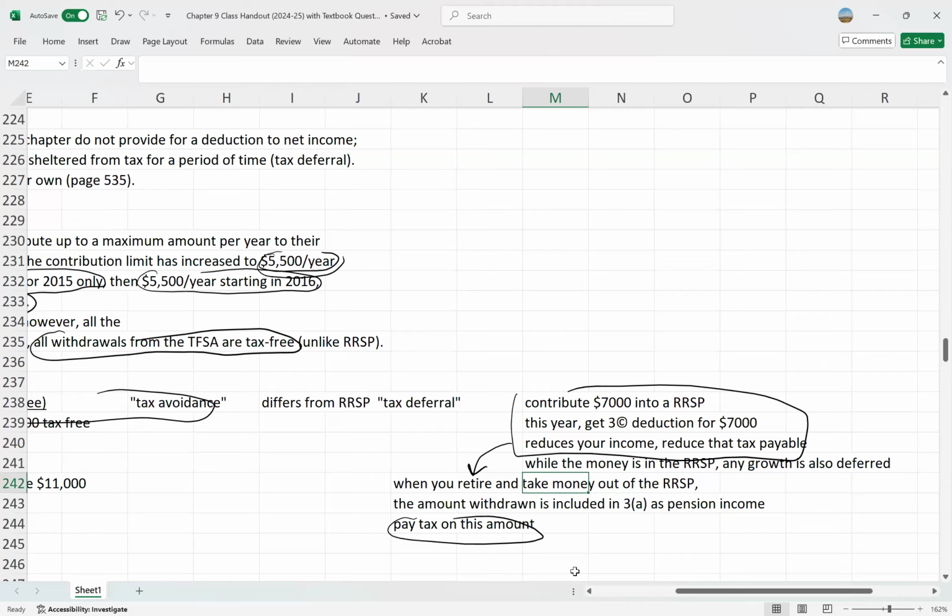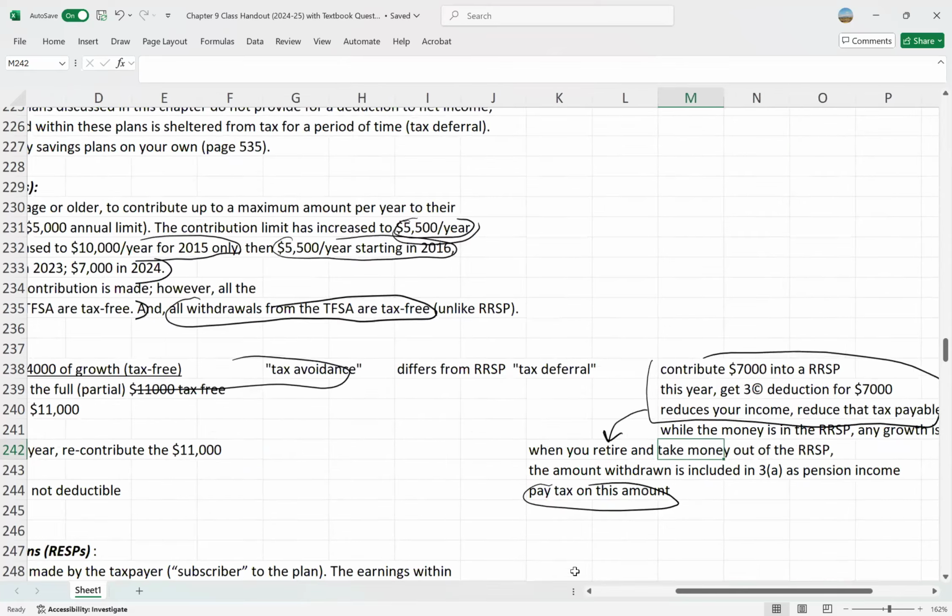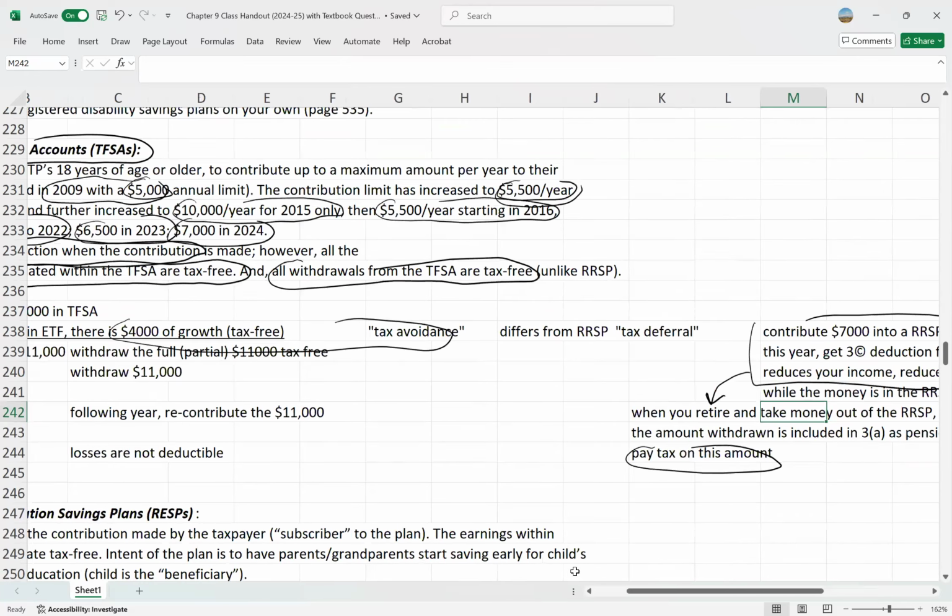So just the difference between tax-free savings account, that's known as tax avoidance, RRSPs known as tax deferral. Both are useful ways to invest, but they sort of have different circumstances. Any questions about this discussion?